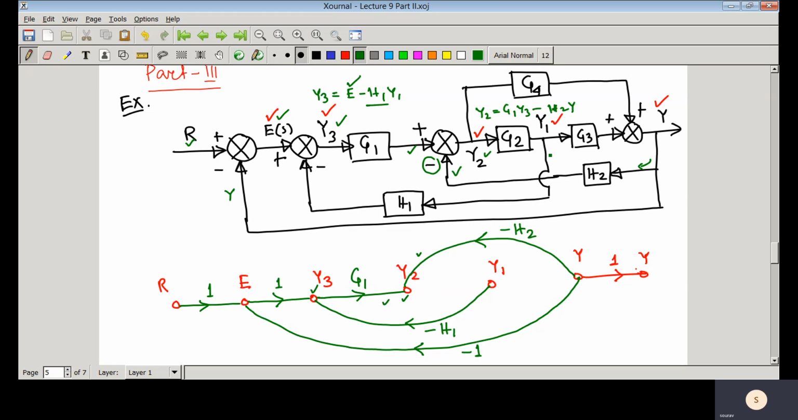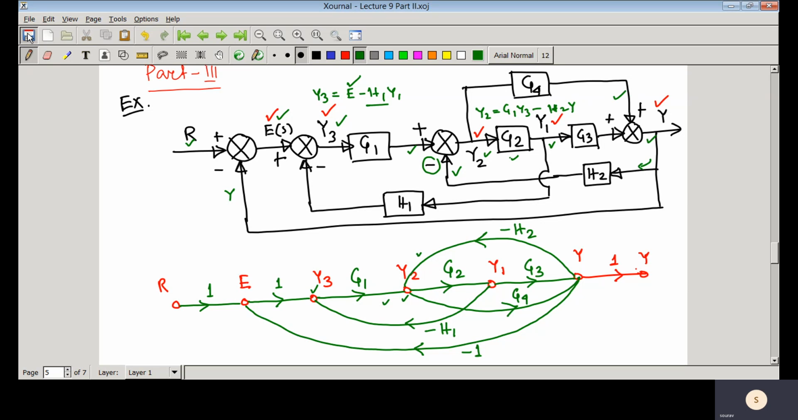Then what is Y1? Y1 equals G2 Y2. That means a simple branch with gain G2. And what is Y? Y equals G3 into Y1. So here G3 is the gain, G3 into Y1, and you have one path here that is G4 into Y2. So that means here you have one branch with gain G4.